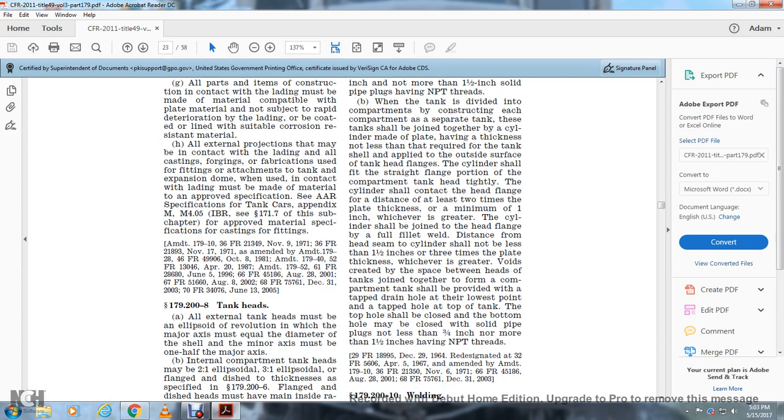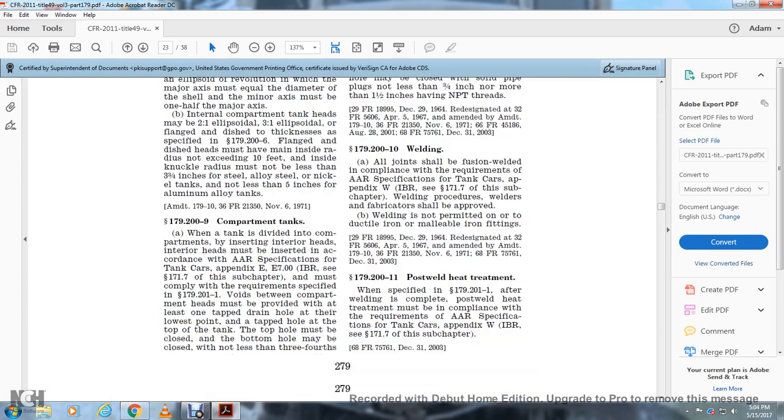The voids created in the space between the heads of the tanks joined together to form a compartment tank shall be provided with a tapped drain hole at the lowest point and a tapped hole at the top of the tank. The top hole shall be closed. The bottom hole may be closed with a solid pipe plug, not less than 3/4 inch or more than 1 1/2 inches, having NPT threads.